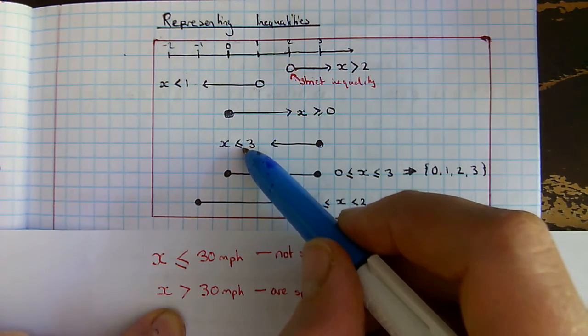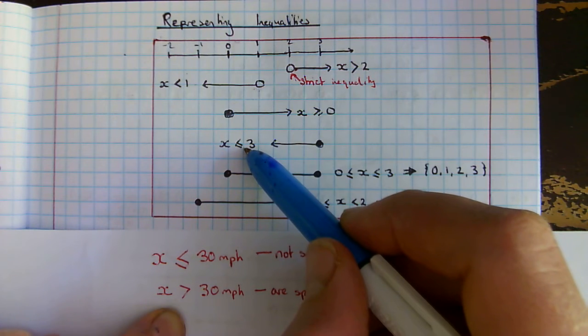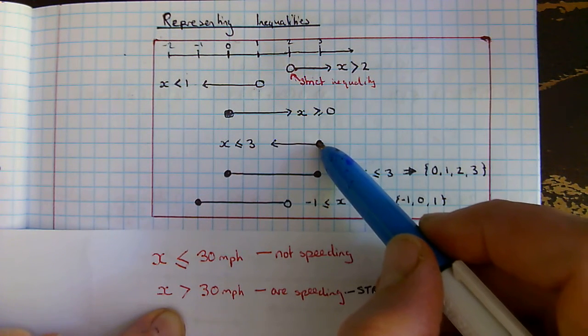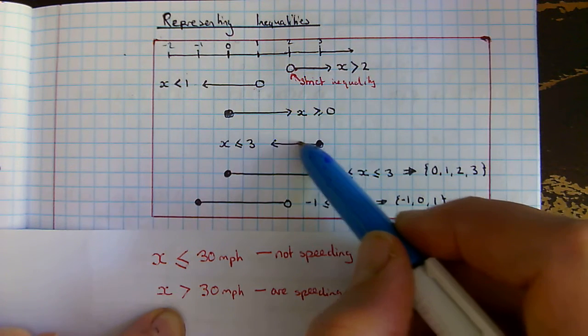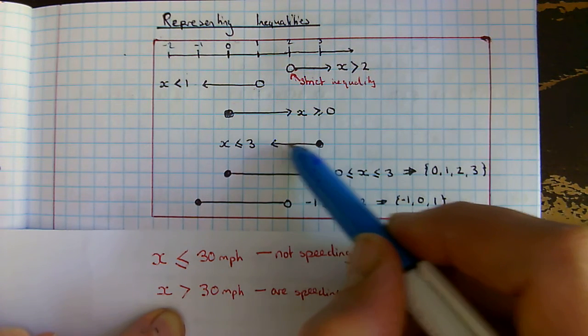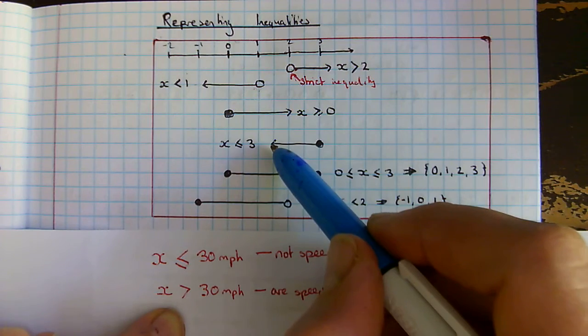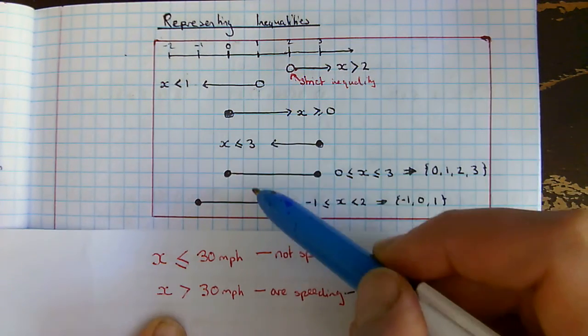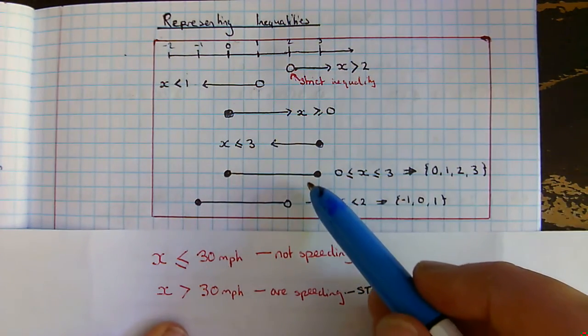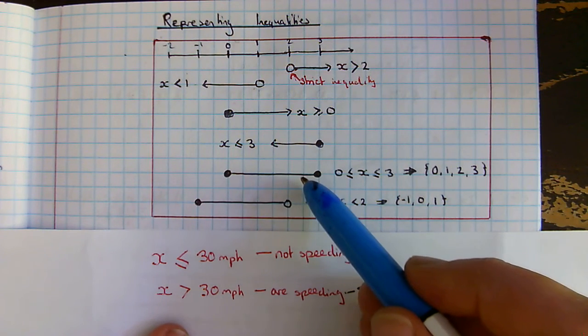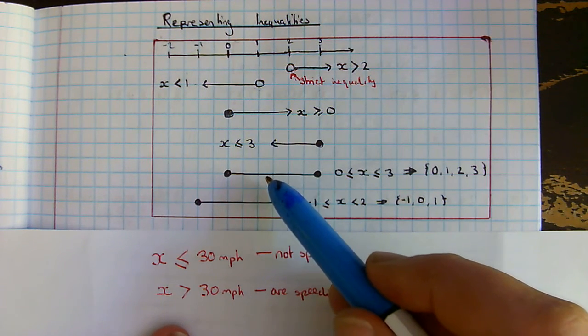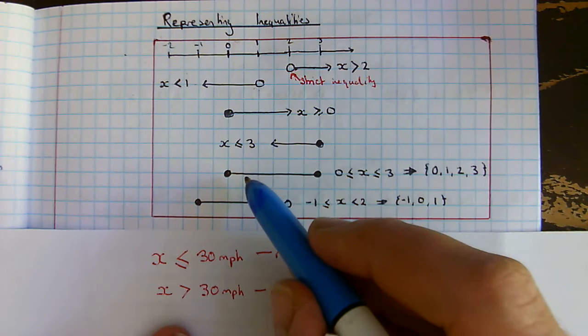For my next one, x is less than or equal to 3. Again, it's not a strict inequality, it's got that or equals, so I'm shading in my circle. Going down to the left because it's less than, and so here my arrow continues forever. For the last two examples, we've got a bar at both ends. That means there's two limits to my inequality. So let's look at what we're seeing here.